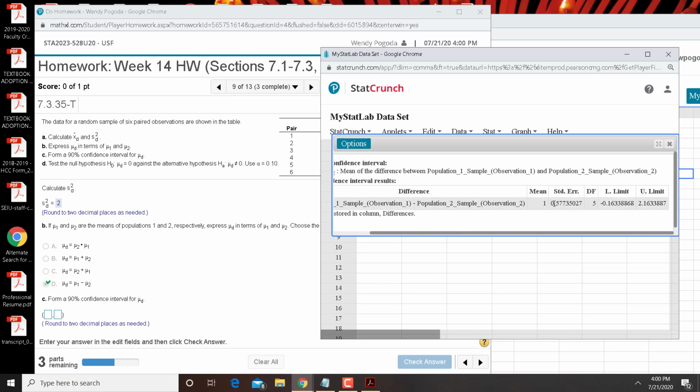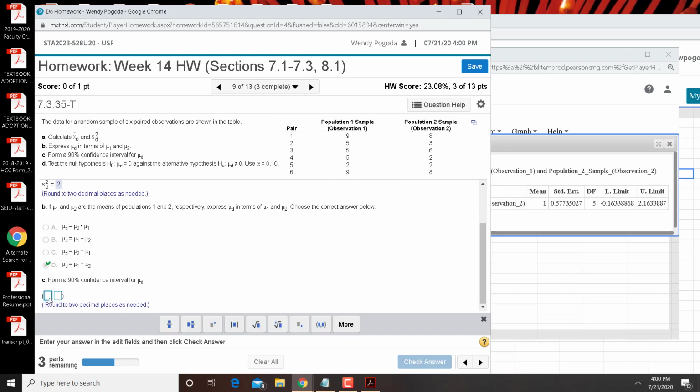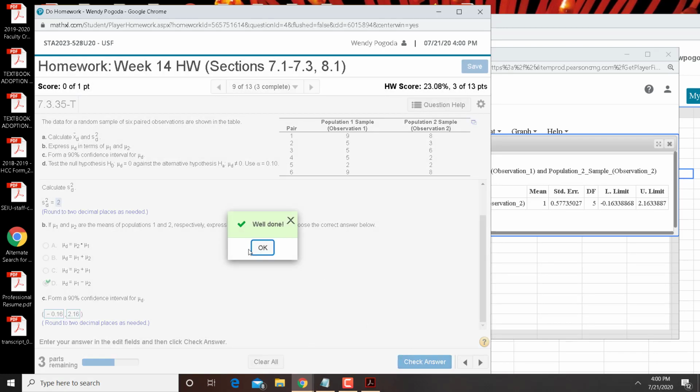Remember we found the mean difference was 1, the degrees of freedom is just the sample size minus 1, so that's 5, and we have our confidence interval here, which is negative 0.16 to positive 2.16. So let's write that down. Negative 0.16 to positive 2.16. It says to go to 2 decimal places, and that's why I'm rounding like this. Okay, check answer. Great.